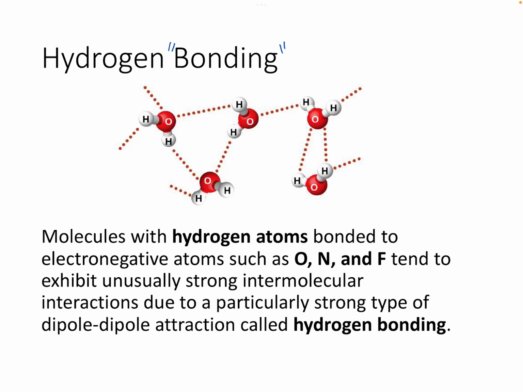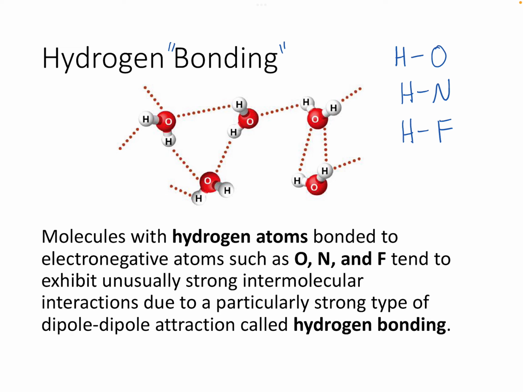Now, hydrogen bonding is going to occur between molecules that have a hydrogen atom bonded to either oxygen, nitrogen, or fluorine. The reason for that is oxygen, nitrogen, and fluorine are particularly electronegative. So instead of just a regular dipole-dipole interaction, between molecules that have these specific parameters, we're going to see a slightly stronger interaction called a hydrogen bond.